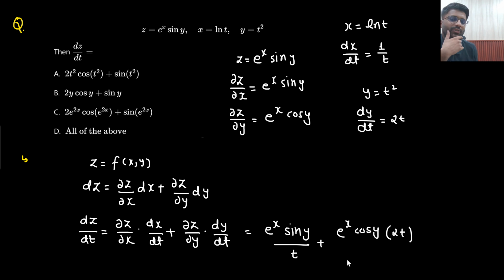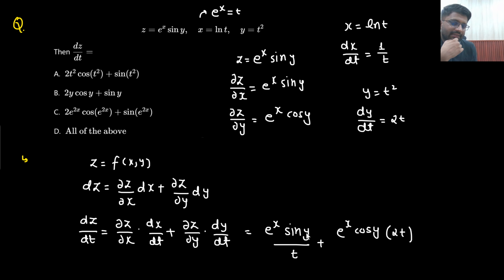So let's convert everything in terms of t. x equals ln t is given. From here what you can see is, if ln goes to this side, e to the power x is nothing but equal to t. So this e to the power x is nothing but equal to t, right? And y equals t square is given.